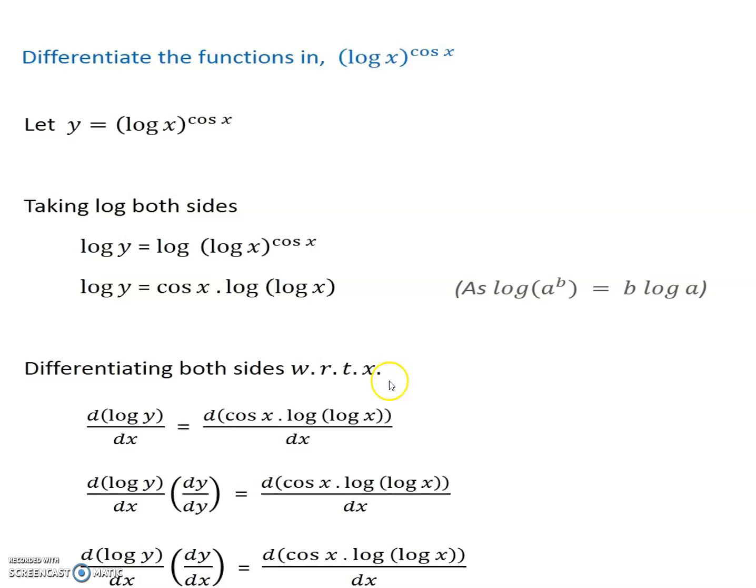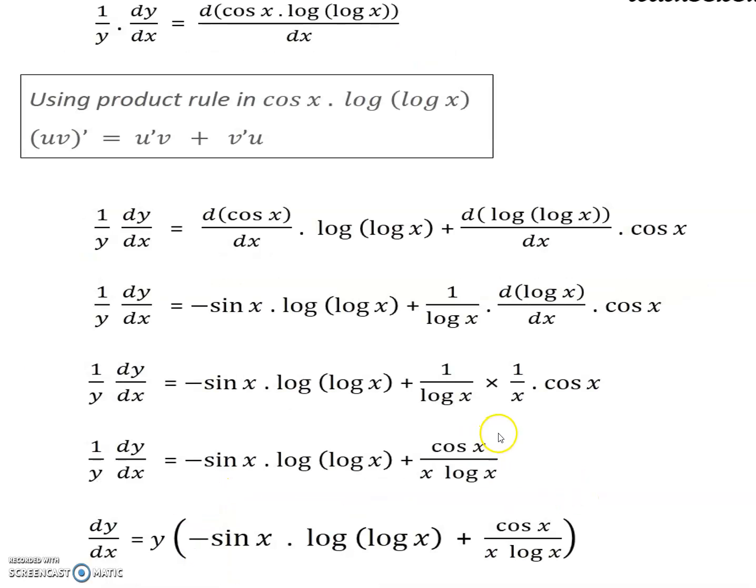Differentiate both sides with respect to x. Derivative of log y, derivative of cos x into log of log x, with respect to x. So we know that the derivative here is possible, so dy by dx, we take the derivative of y. Now the product rule is applied for this derivative. Cos x is one function, log of log x is a different function. So we use the product rule. We know that the derivative of u into v is u times the derivative of v plus v times the derivative of u, or the reverse way we can take.